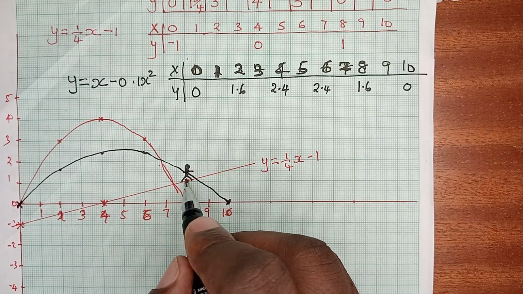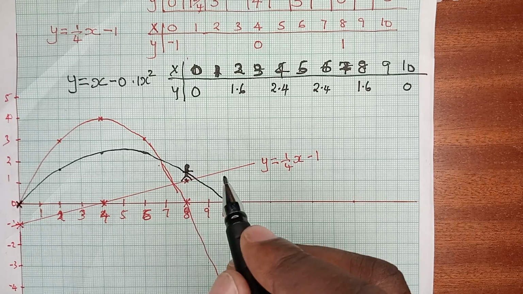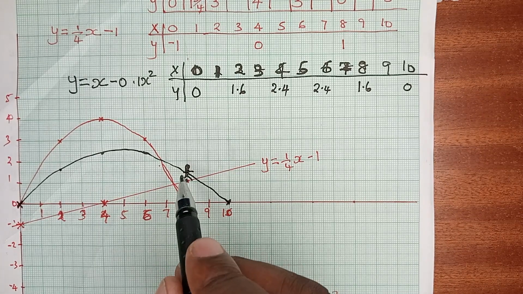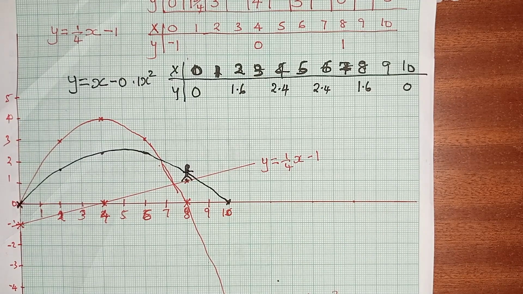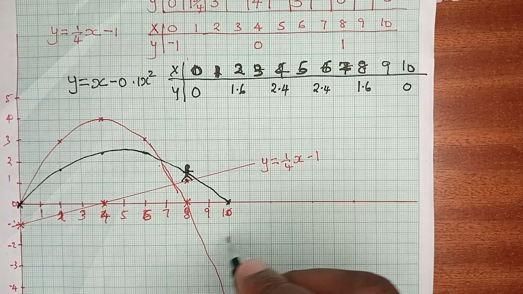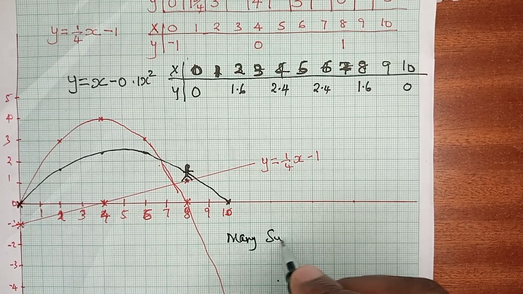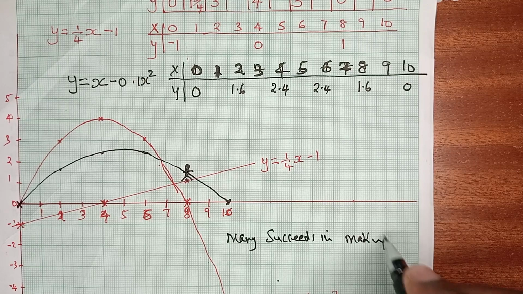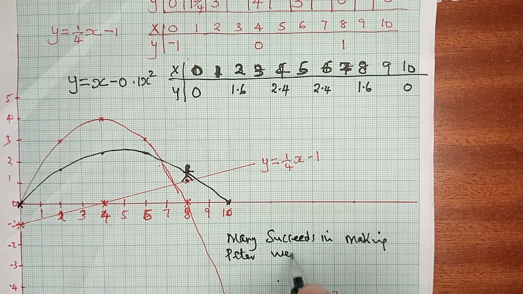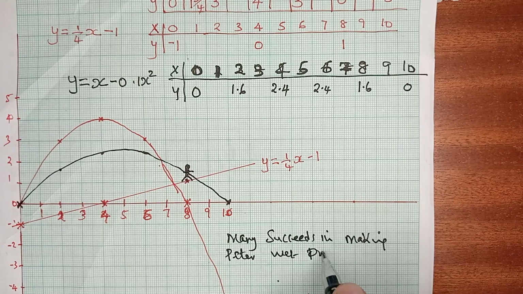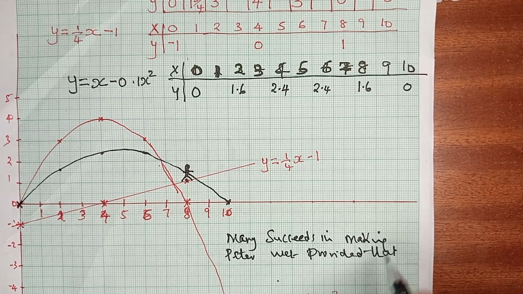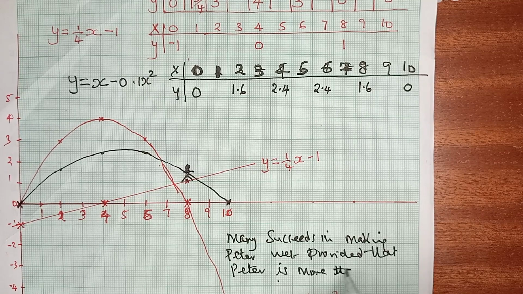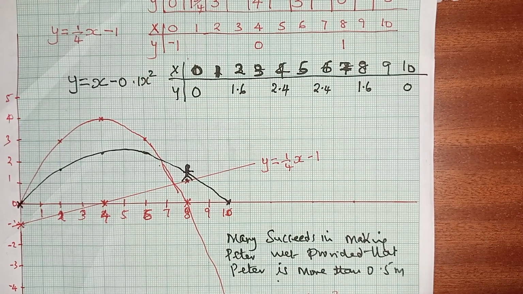And remember, Peter is still standing here. Peter is still standing at (8, 1). And the water is passing at (8, 1.6). So this time round, Mary succeeds in making Peter wet, provided that Peter himself is more than 0.5 meters tall.